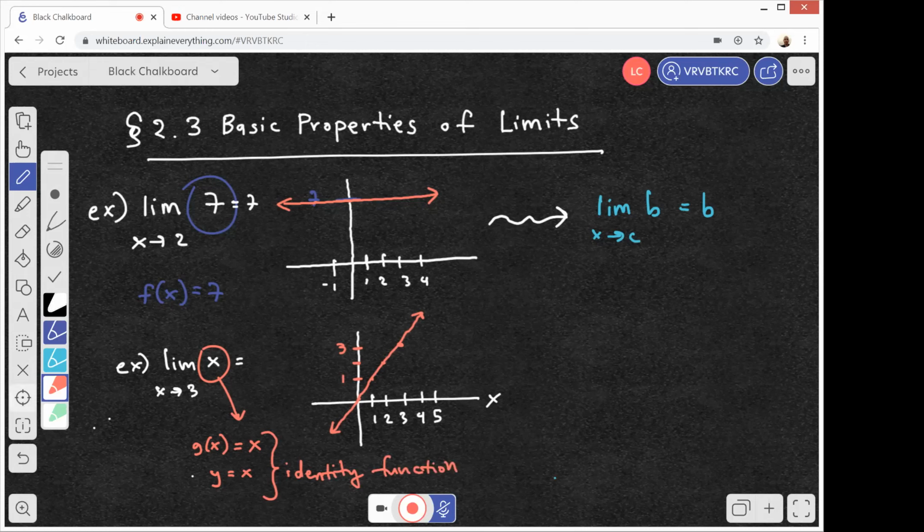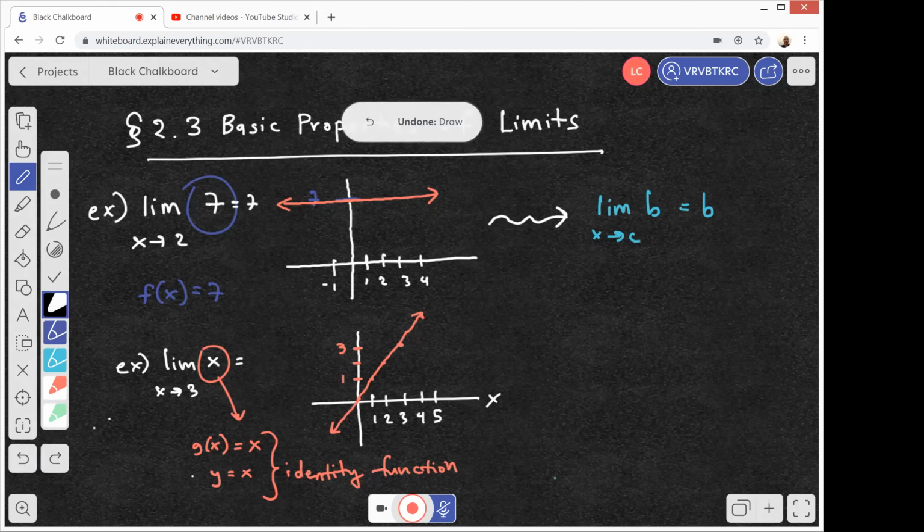So the question is, as you approach 3 from the right side of the line, as I get closer and closer to x equals 3, what's the y value? I'm approaching the y value of 3. And from the left side, as I get closer and closer to 3, I'm approaching the same y value. So the answer is 3. Well, I should be consistent. Let me write that in white, you guys.